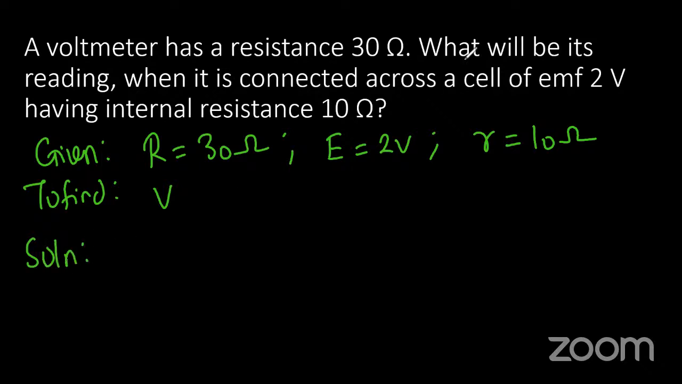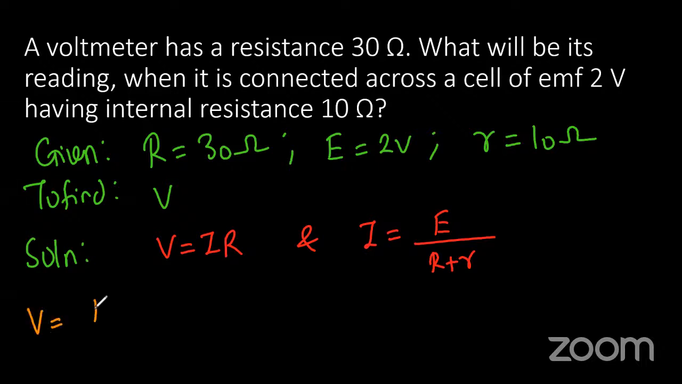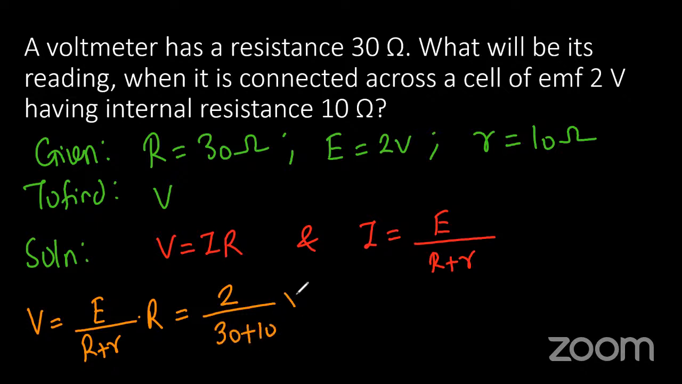So let's start with the solution. Again we'll use the same formula जो last time किया. V is equal to IR and I is equal to E upon R plus r. ठीक है? Same formula use. So अगर मैंने same formula use किया तो यहाँ पे क्या आएगा, V is equal to E divided by R plus r into R, just put the values: 2 divided by 30 plus 10 into 30. So it's 2 divided by 40 into 30.